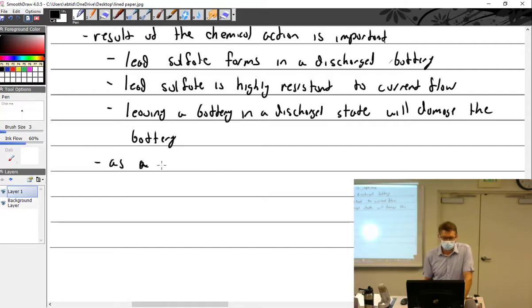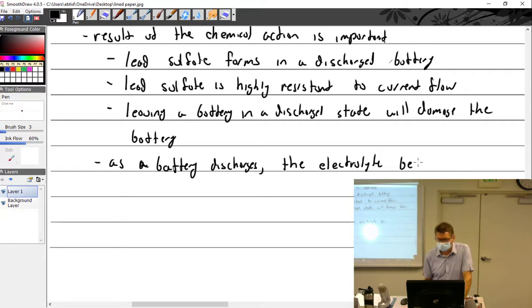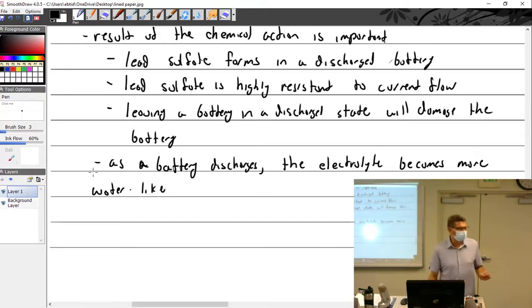As a battery discharges, the electrolyte becomes more water-like. Could we also just say more neutral? So what? More neutral? No, that wouldn't mean something to everybody, but more water-like does. But you can say that if you like. If I said more neutral, they would say, "What do you mean by neutral?" So that's why I pick my words. Okay.